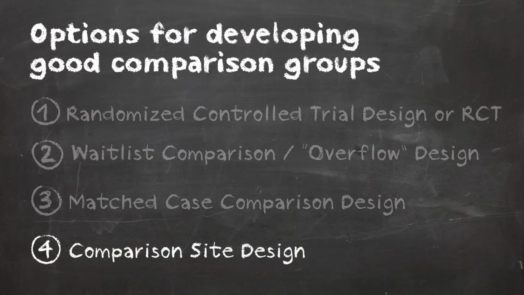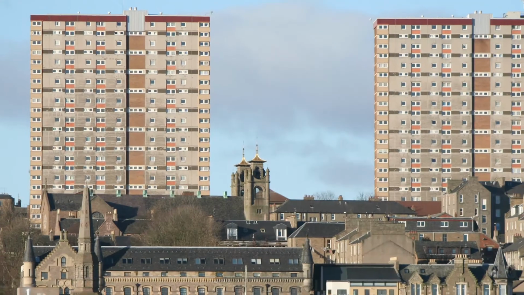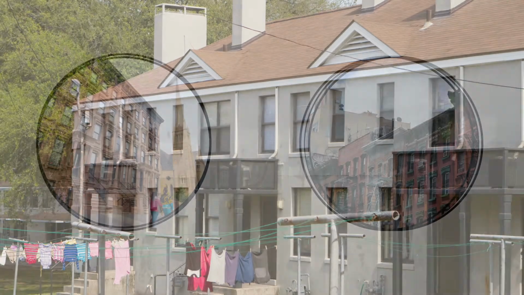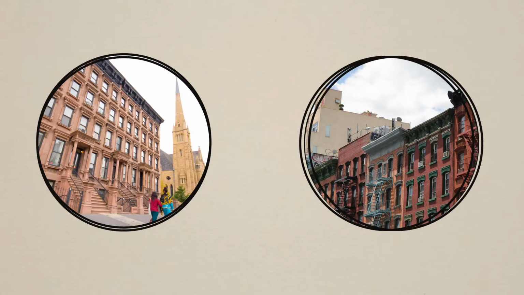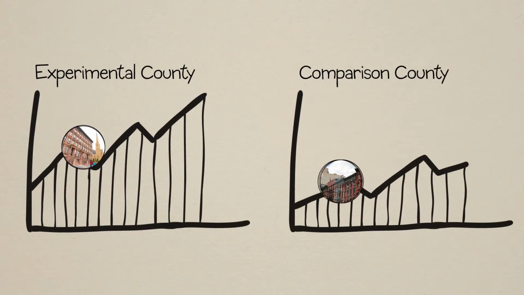One more option is a comparison site design. With this approach, a geographic community, such as a neighborhood, city, or county, is identified that has characteristics that are similar to those of the target community in which a new program or policy is being implemented. Differences in outcomes between the experimental and comparison counties are then tracked and compared over time.